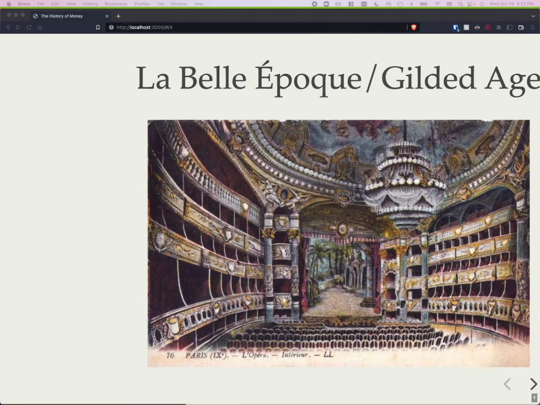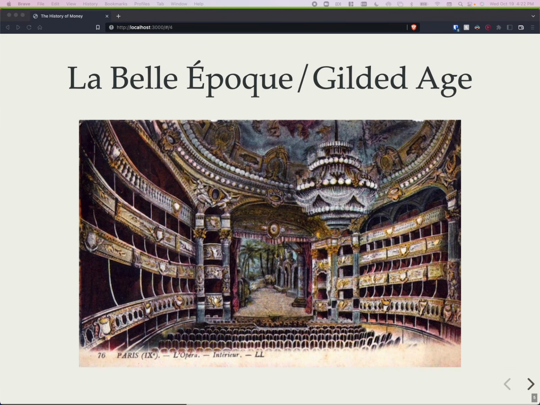So enter La Belle Epoque, or the Gilded Age in America. And this was a time from 1871 roughly to about World War I. And I think the reason it's a good case study to look at this time period is because everybody was under this unified gold standard, except China. They were the only ones still using silver.